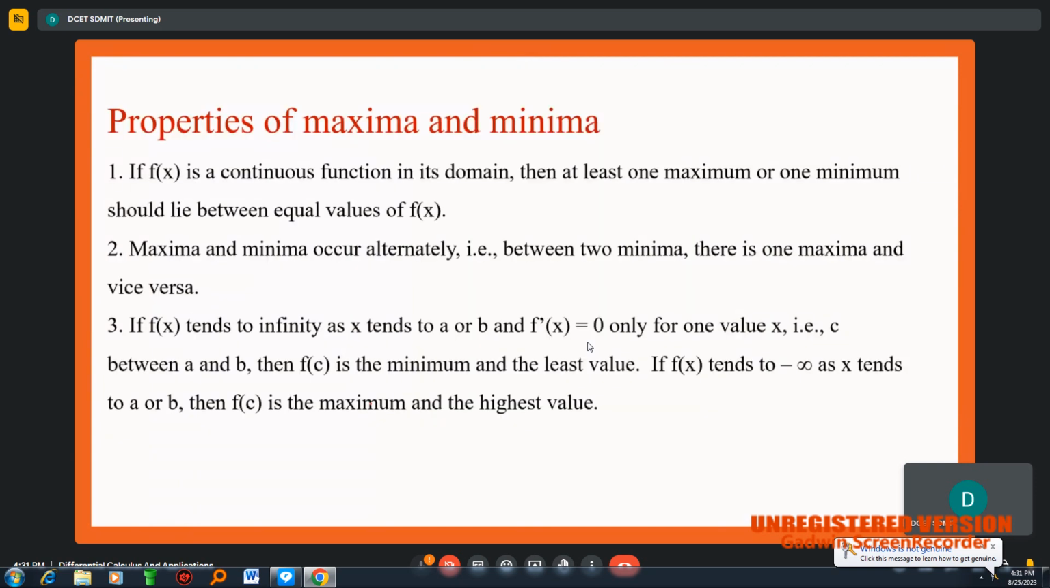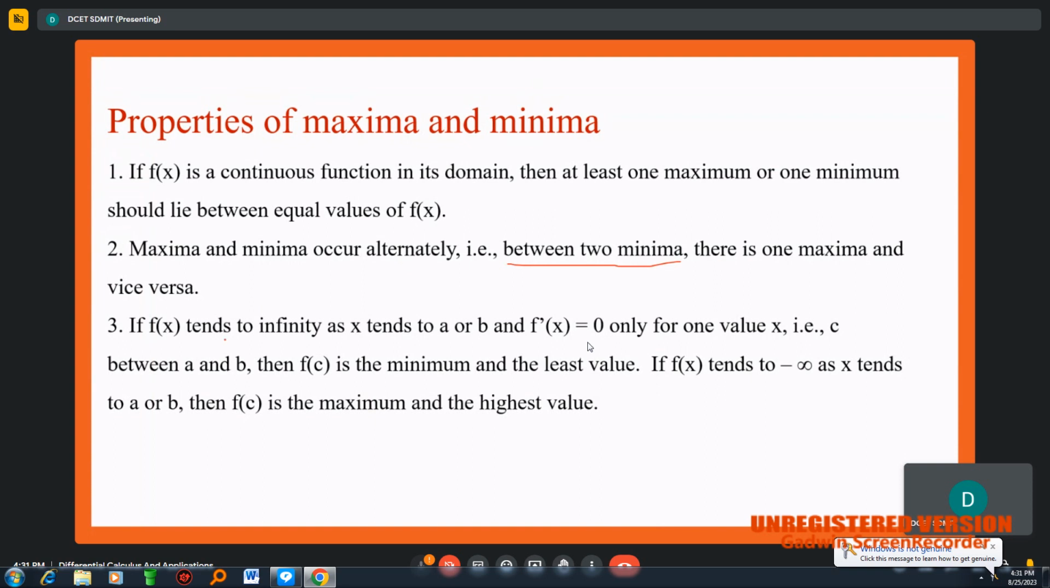Now, properties of maxima and minima. First, if f of x is a continuous function in its domain, then at least one maximum or one minimum should lie between equal values of f of x. Maxima and minima occur alternately, that is, between two minima there is one maxima and vice versa.